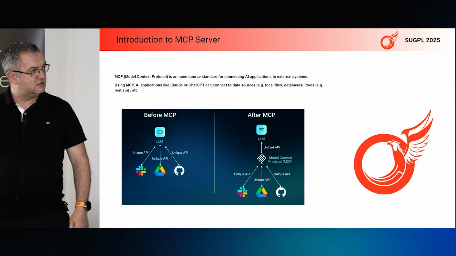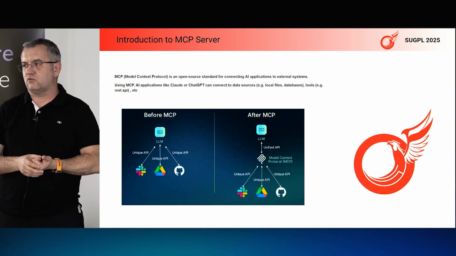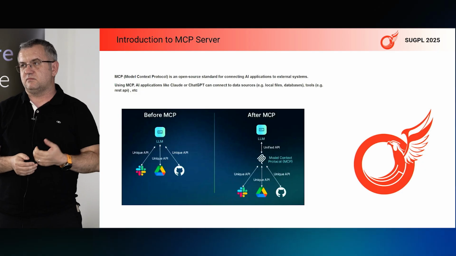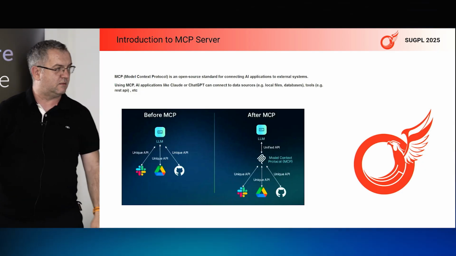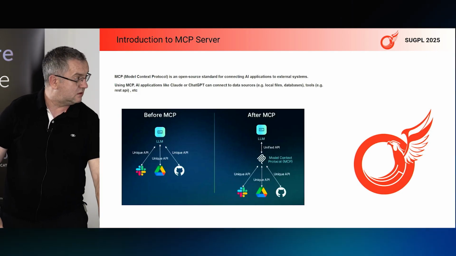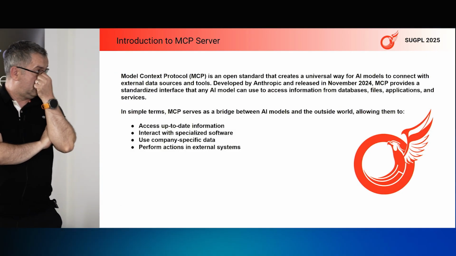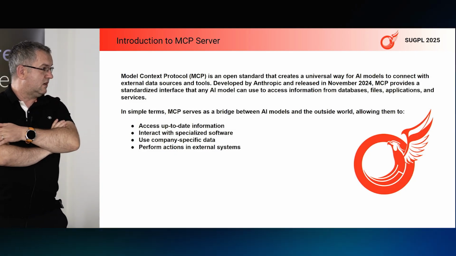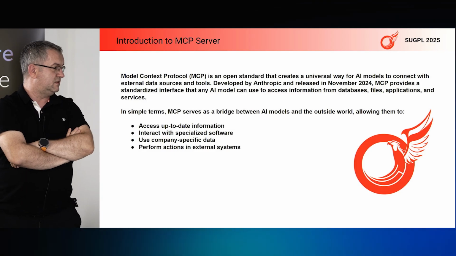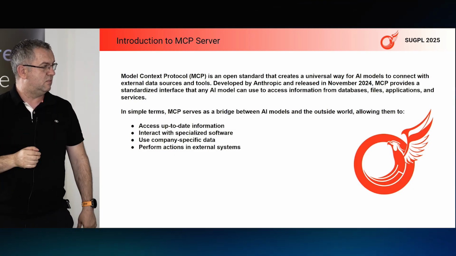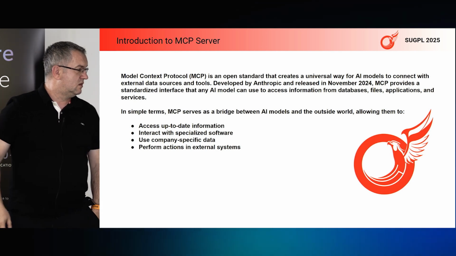Why do I think it was really easy? Because OrderCloud offers a lot of REST APIs, and it's pretty easy to build something on those REST APIs. So it's exactly what I mentioned. In simple terms, an MCP server is just a bridge between AI models and the outside world.